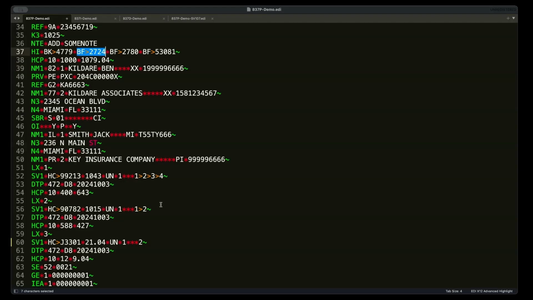For some lines, SV107 points to multiple diagnosis pointers, as you see here.